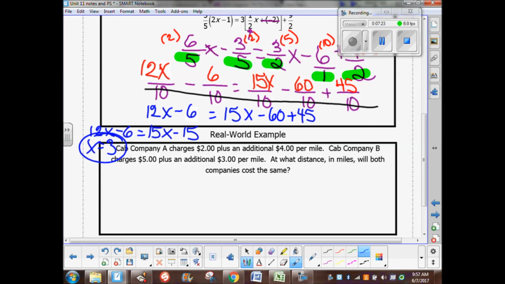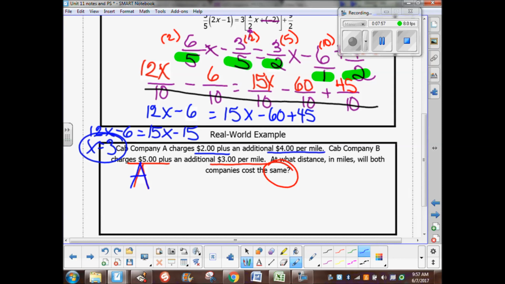All right, and let's take a look at this last problem here. It says, cab company A charges $2 plus an additional $4 per mile. Cab company B charges $5 plus an additional $3 per mile. At what distance in miles will both companies cost the same? So for cab company A, what's the equation? What's the one-time fee and then what's the rate?